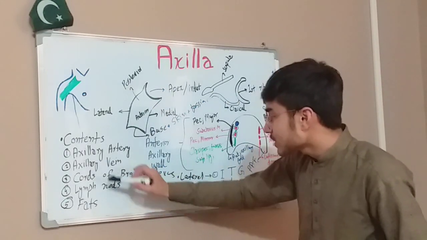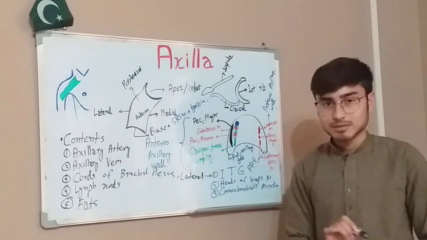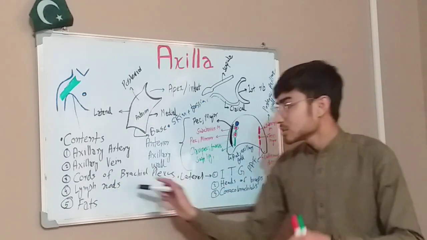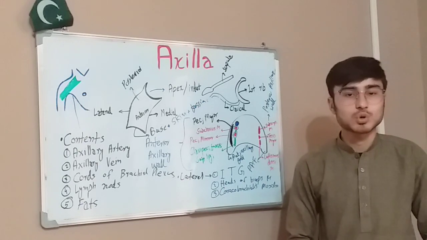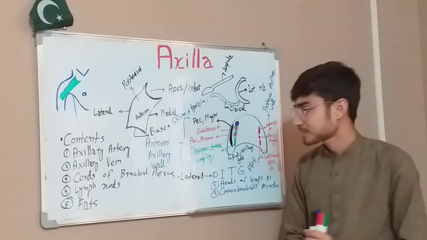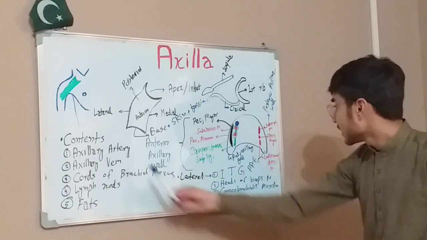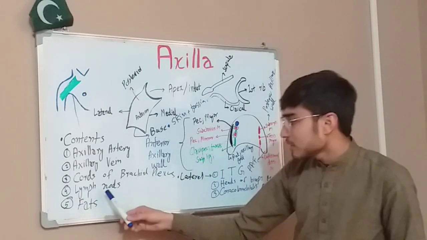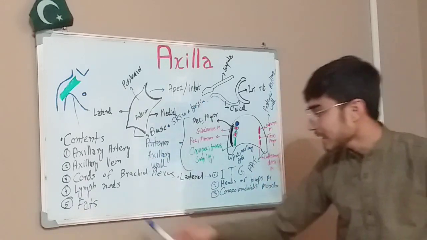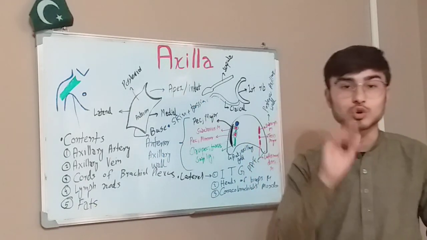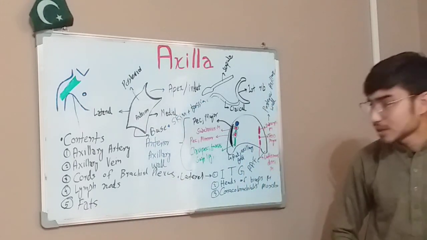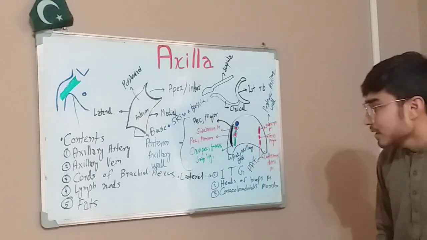Similarly, in this very region we have the axillary vein, as well as the cords of the brachial plexus. The cords of the brachial plexus are surrounding the second part of the axillary artery, right? As well as we have lymph nodes in the axilla, 5 groups of lymph nodes, and then we have fatty contents in the axilla.